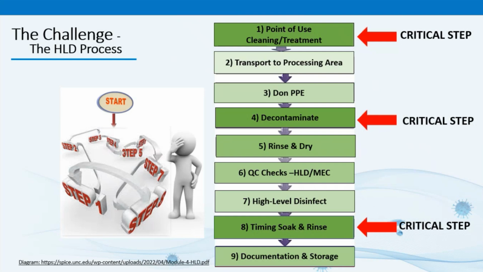In step two, transport to that processing area, they observed not properly transporting devices for reprocessing, not using leak-proof, puncture-proof containers with lids labeled with biohazard stickers. Used devices waiting to be picked up or delivered to SPD weren't stored in the soiled utility room, and used devices were carried by hand in a towel, glove, or biohazard bag to the soiled utility room.